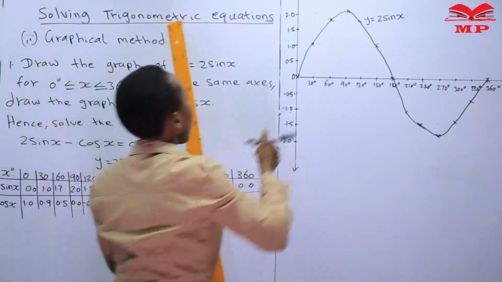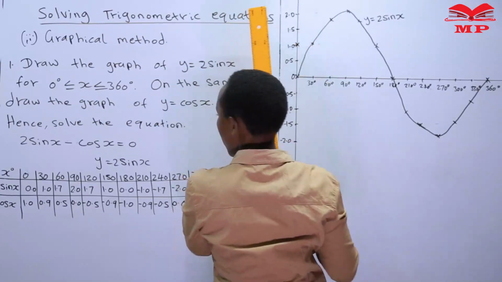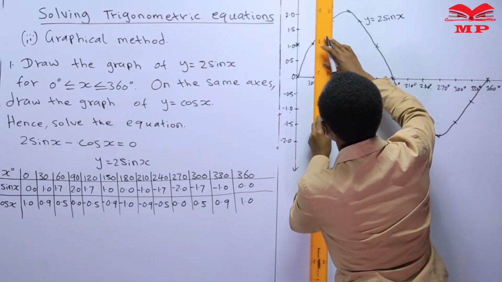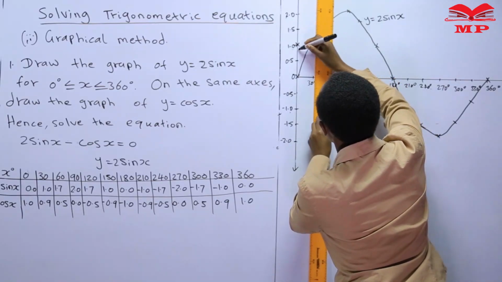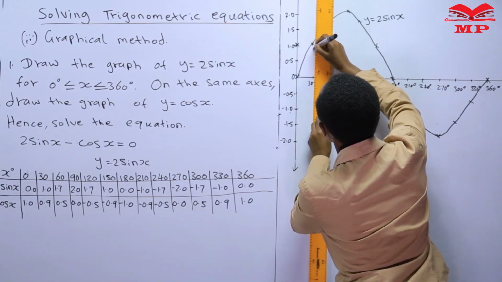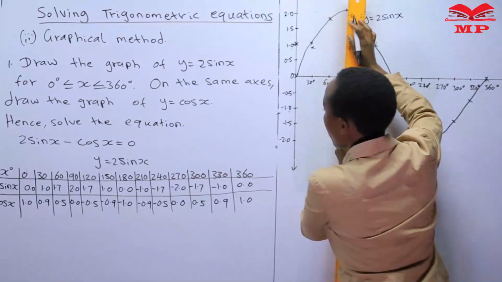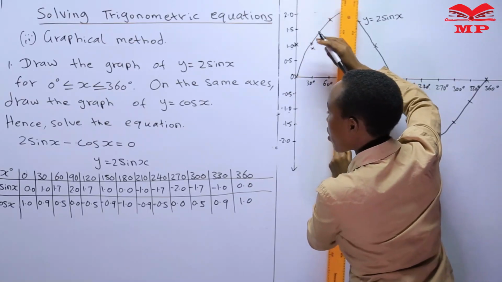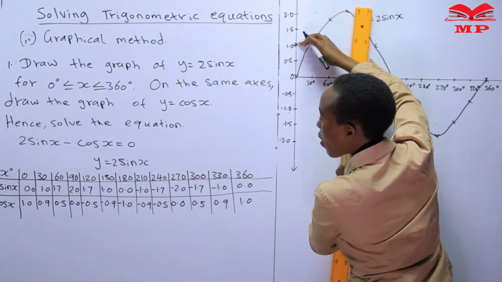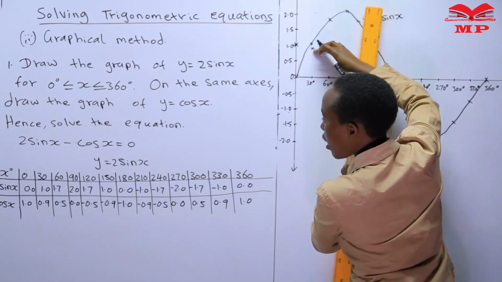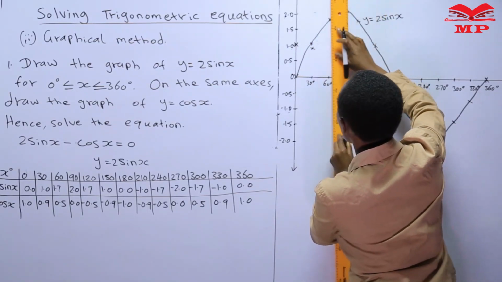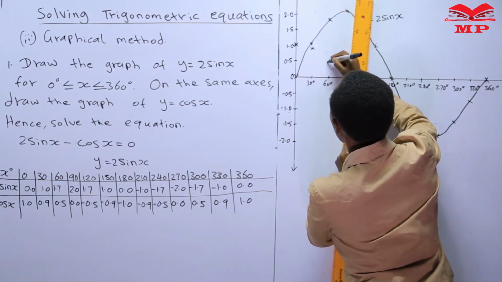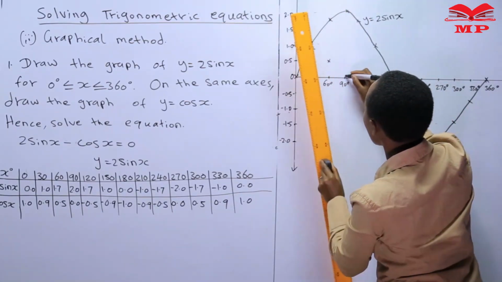We have 0, 1. We have it there. Then we have 30. We have 0.9, almost 1. So it's somewhere here. Then we have 60. We have 0.5. 90, we have 0.